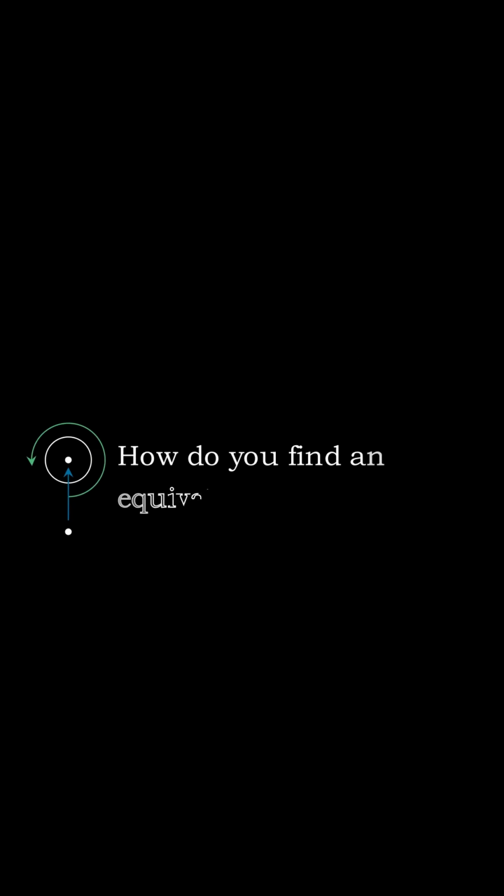How do you find an equivalent force? An equivalent force is a single force that creates the same net force and net moment as a group of forces. Say you're analyzing a beam with this group of point loads on it.